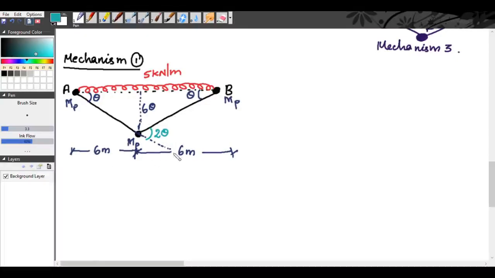Now we will take external work done equal to internal work done. So what is our external work done? WE is equal to the load into this distance. Here this is a UDL, so load into the area under the load. The load is 5 kilonewton per meter.